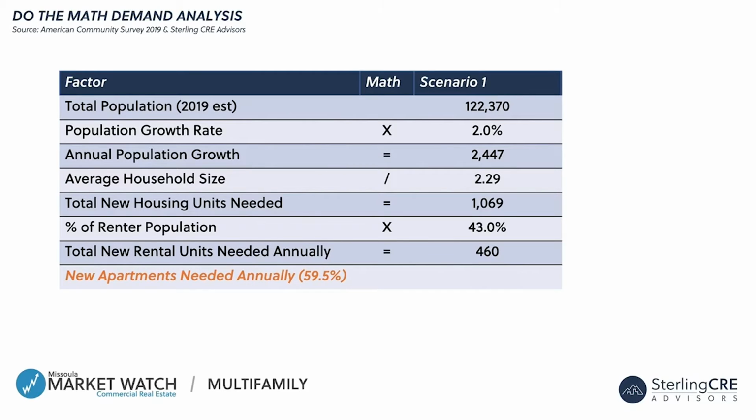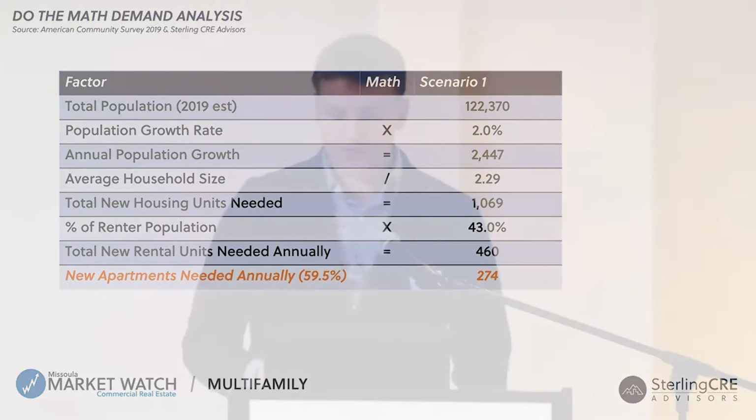So of all types. And then of that, about 60% of the rental units are people that are in multifamily apartments. So there you go, 460 units total, 275 of those would be in apartments. So that's at 2%. That's if we continue to grow as we did. But as we talked about earlier, there's a lot of uncertainty. It's hard to predict exactly what will happen.